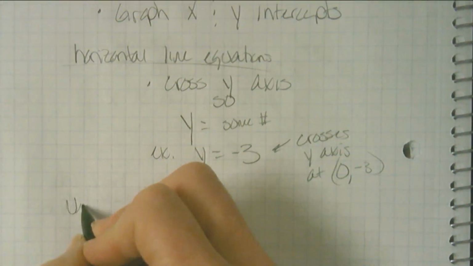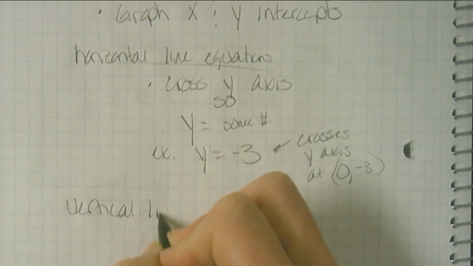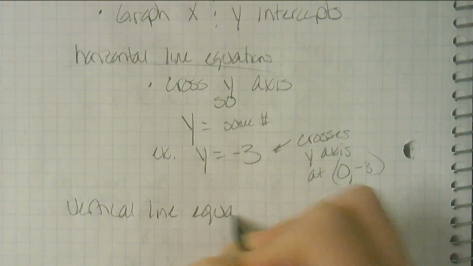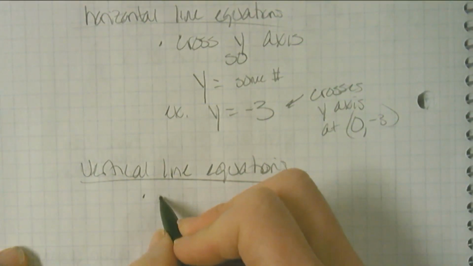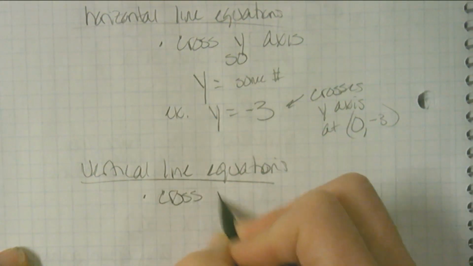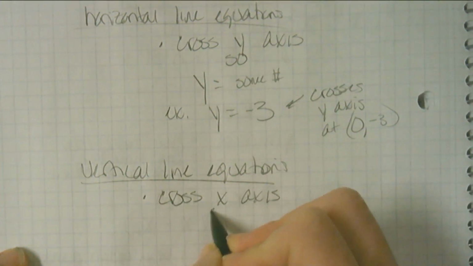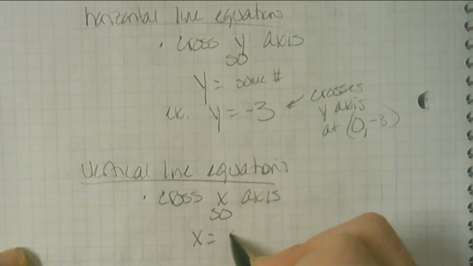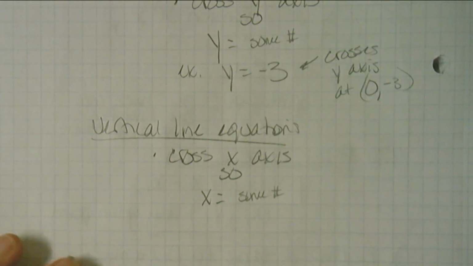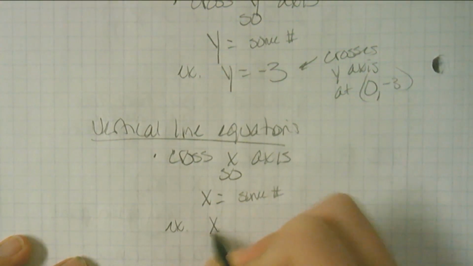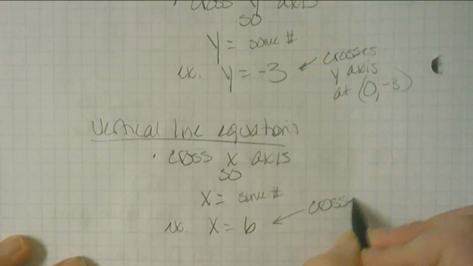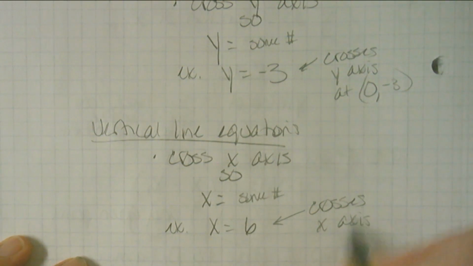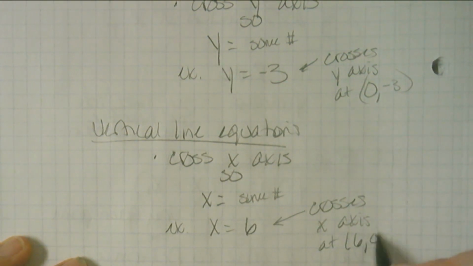Vertical lines are the same. Vertical line equations cross the x-axis, so it's x equals some number. For example, x equals 6. This crosses the x-axis at (6, 0).